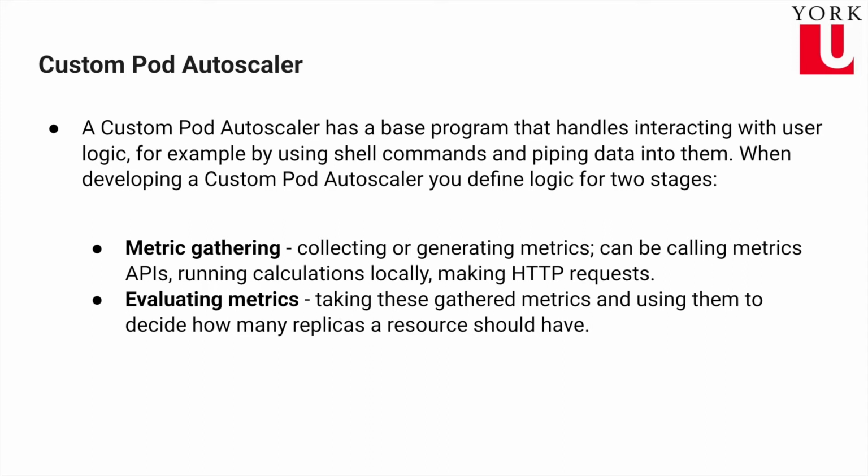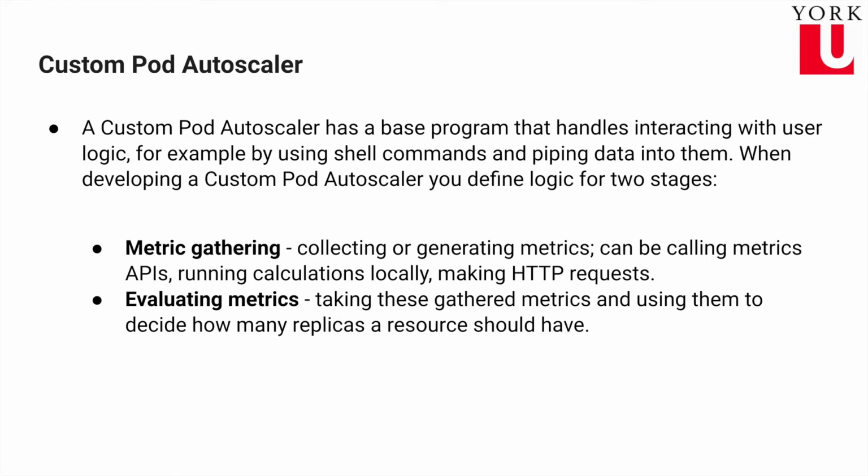So how do you even create a CPA, right? And what is a CPA anyways? You can view it basically as two scripts. The first script will be a metric gathering script. This script is responsible for collecting or generating metrics. It can be calling the metrics API, running calculations locally, or making HTTP requests. For example, we can use this metric gathering function to call Prometheus and get information about our cluster, or we can even call the metrics API from Kubernetes and get more information. Or we can use some other information that comes from a third-party database in order to define some specific metric, right? So that's what the metric gathering step does.